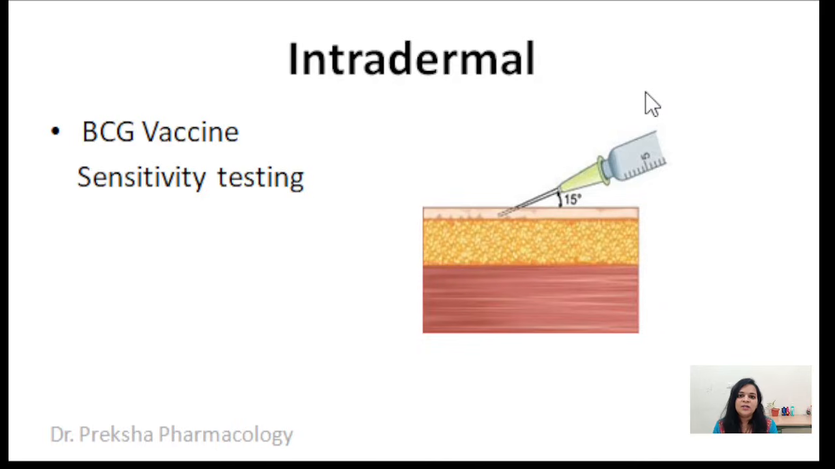Now another route is intradermal route. So here you can see in the image that the drug is given at a 15 degree of angle by raising the bleb of the skin, and BCG vaccine and sensitivity testing that can be done by intradermal route.